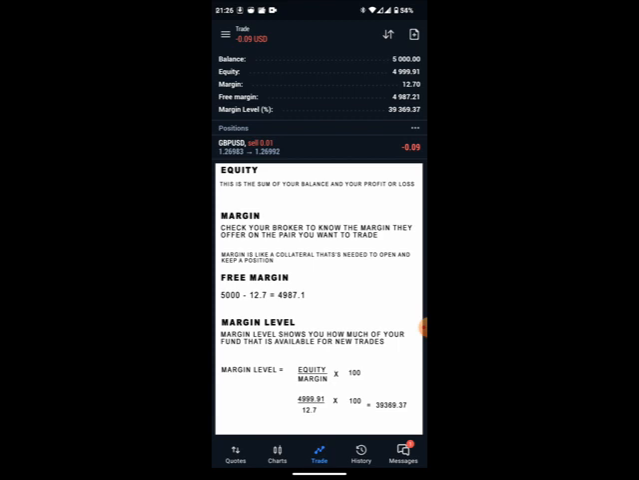I will do a video to explain how these percentages work, but basically it's just a percentage of your position which will be adjusted and deducted from your balance, right? It's just something that enables you to open a bigger position. The calculation for this is simply to divide your equity by your margin and multiply it by 100. Once you do this calculation, you definitely arrive at the figure that you see on your screen.